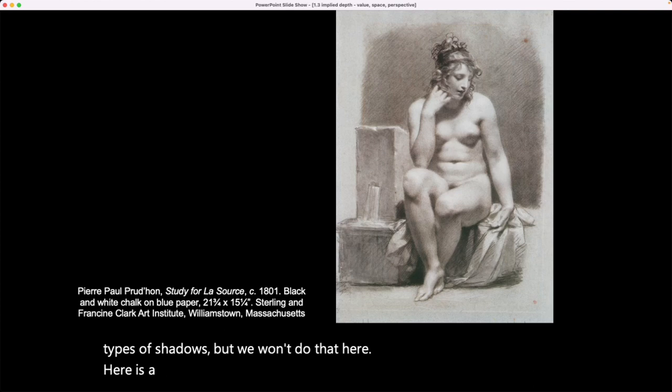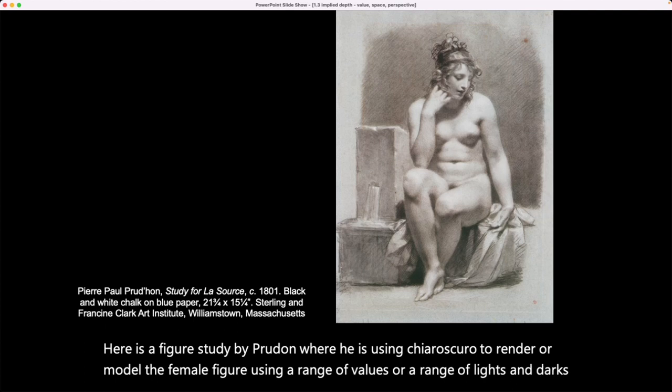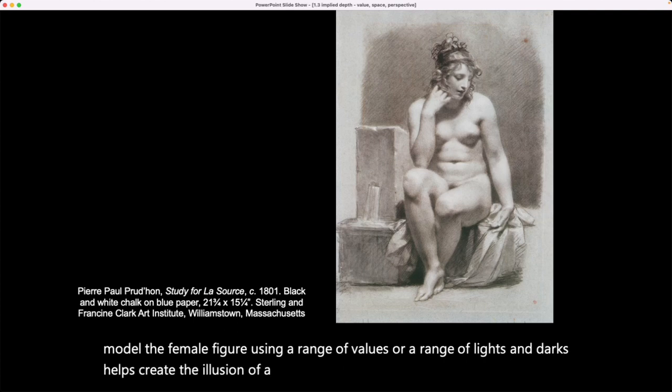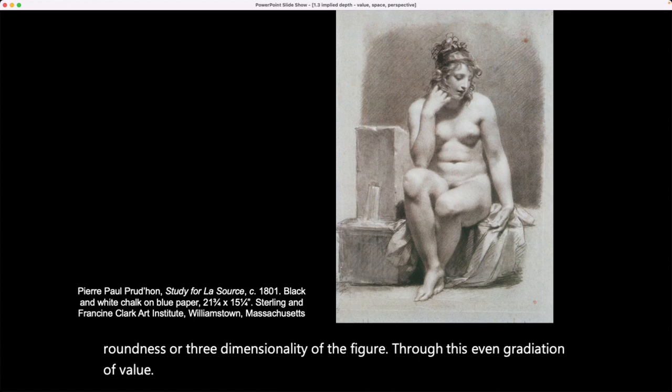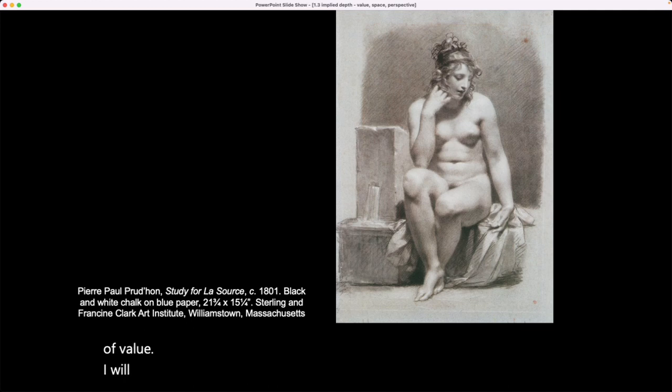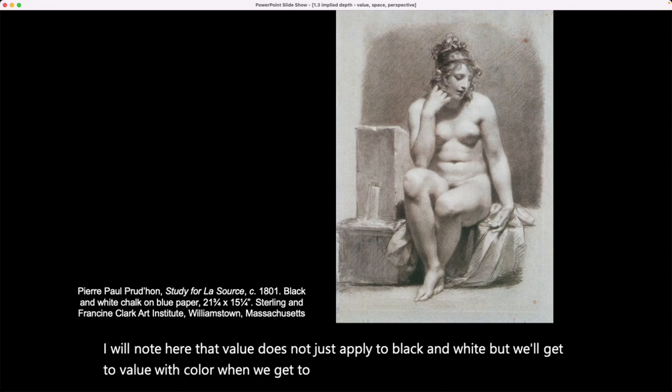Here is a figure study by Proudhon, where he is using chiaroscuro to render or model the female figure. Using a range of values or a range of lights and darks helps create the illusion of a figure, and really emphasizes the roundness or three-dimensionality of the figure through this even gradation of value. Now, I will note here that value does not just apply to black and white, but we'll get to value with color when we get to section 1.4.